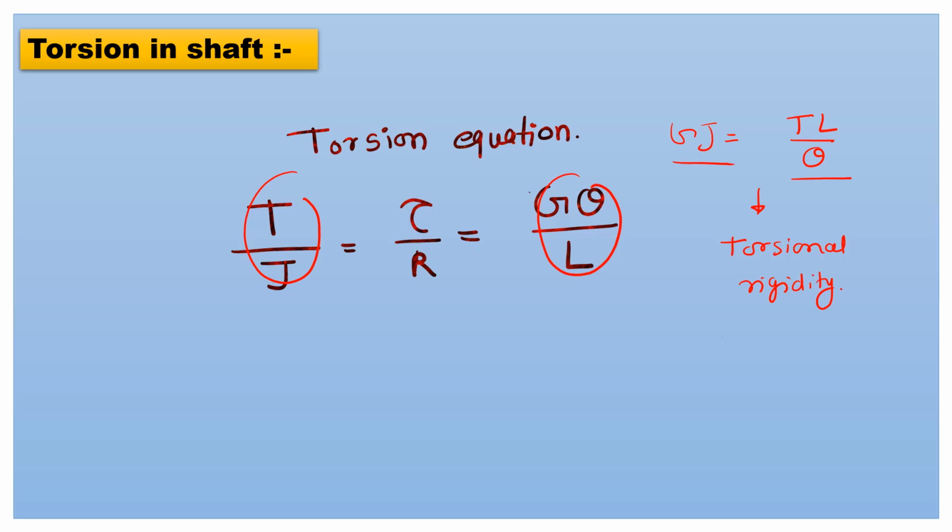Then one more term is there, torsional stiffness. So torsional stiffness is nothing but T by theta. If we take this theta to the other side, then the formula for T by theta is GJ by L. So this is the torsional stiffness. These two formulas are important, and they are derived from the torsional equation.